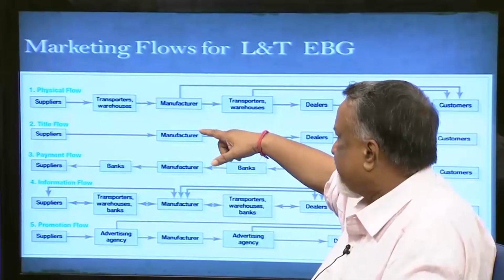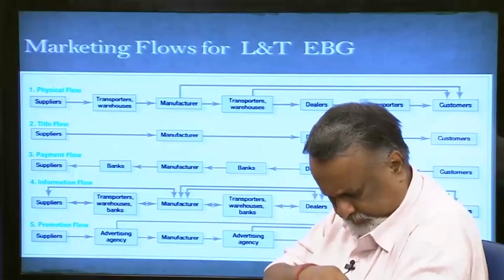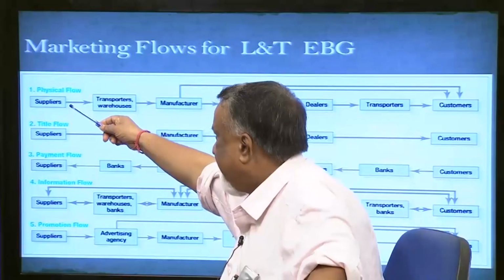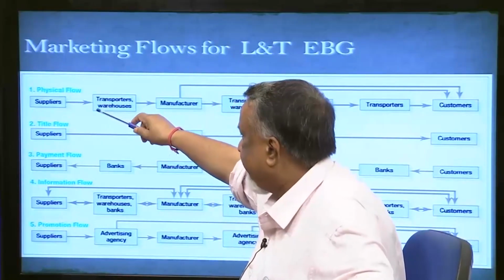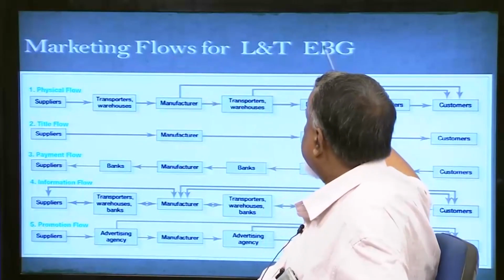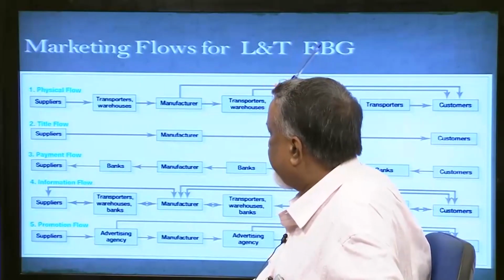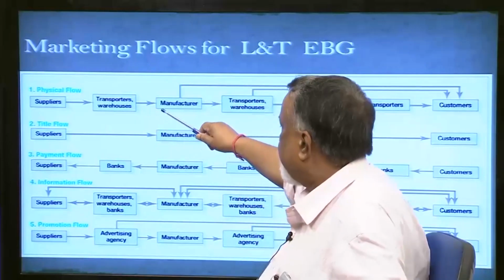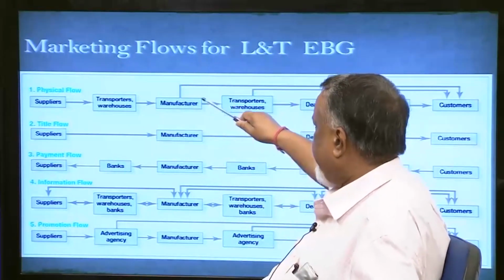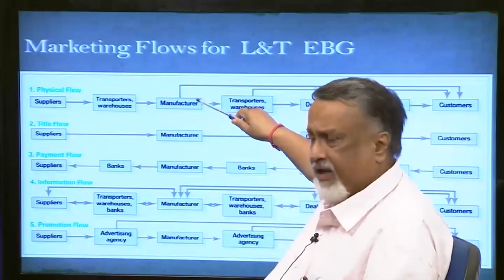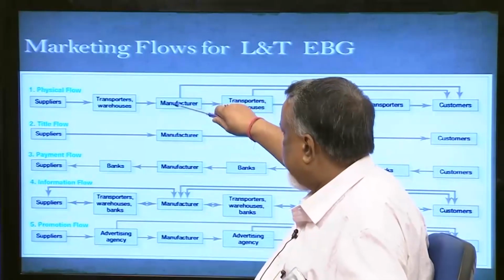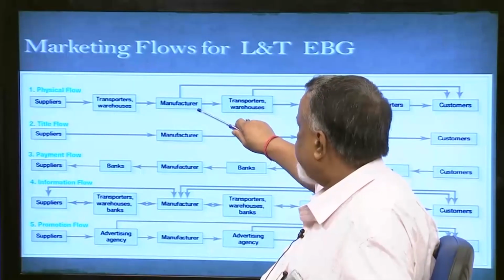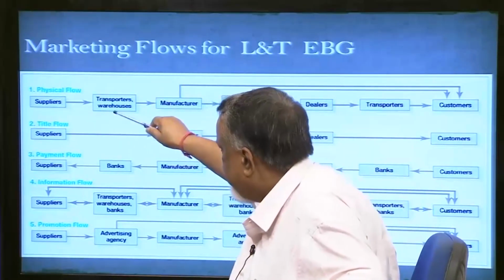The first one is the physical flow. So, in the physical flow, as you see here, we have the physical flow of the material of the devices made by Larsen Toubro electrical business group. So, from the supplier to the transporter or warehouser to the manufacturer, this is the supply chain. This is where Larsen and Toubro is located, this block, and then the finished product based on these inputs.